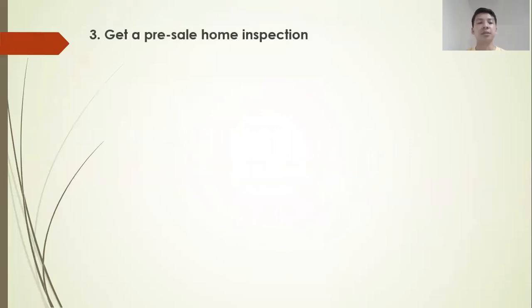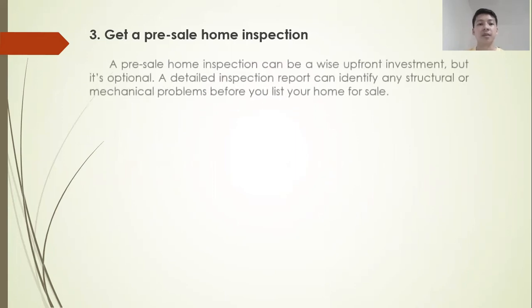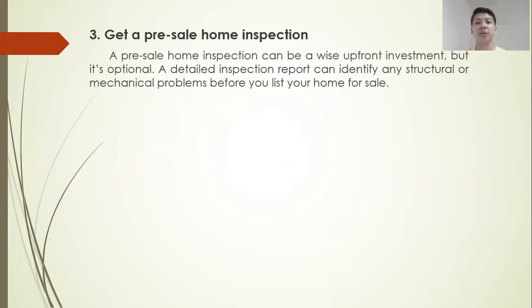Number 3, get a pre-sale home inspection. A pre-sale home inspection can be a wise upfront investment, but it's optional. A detailed inspection report can identify any structural or mechanical problems before you list your home for sale.